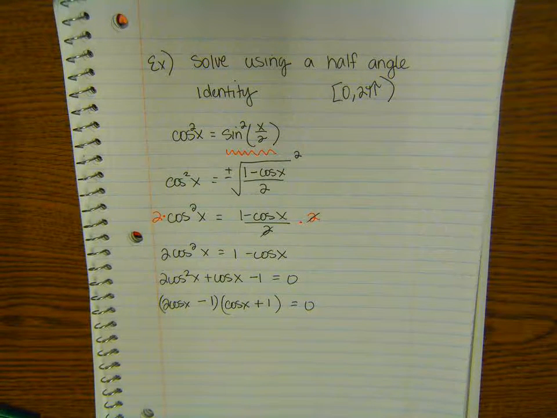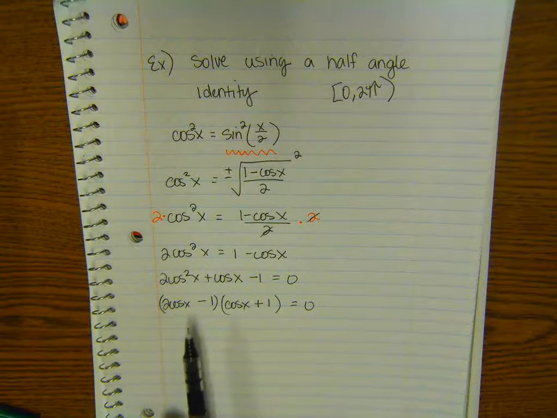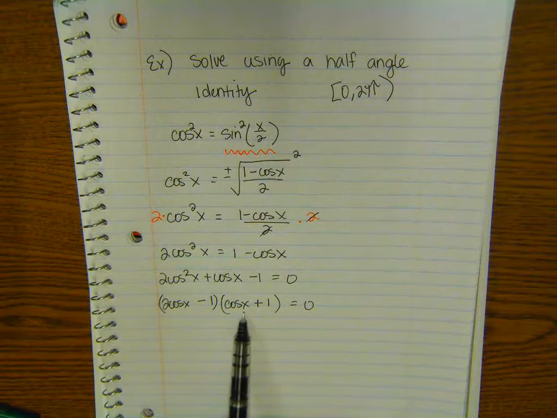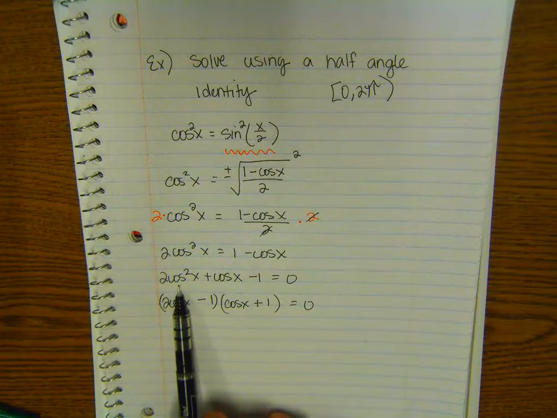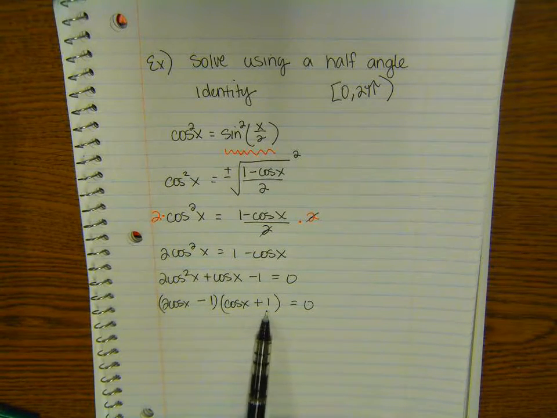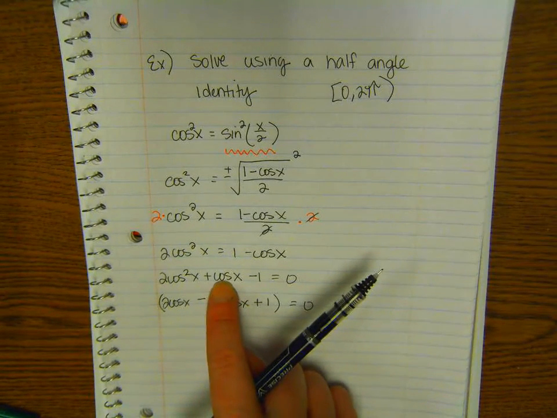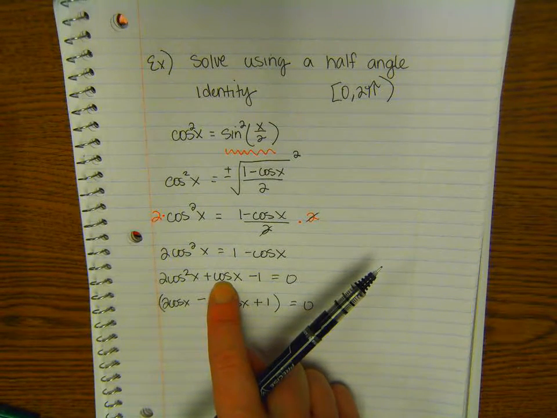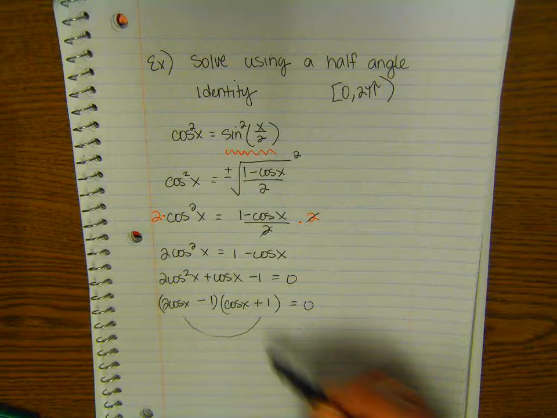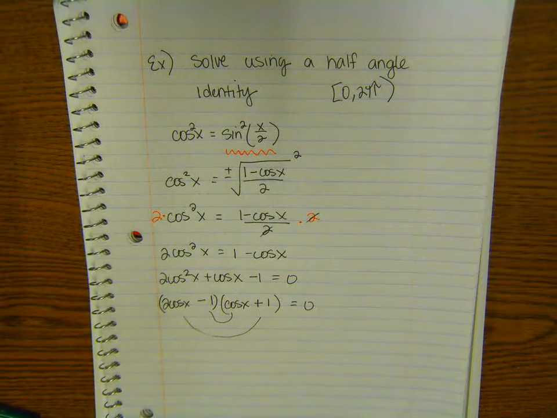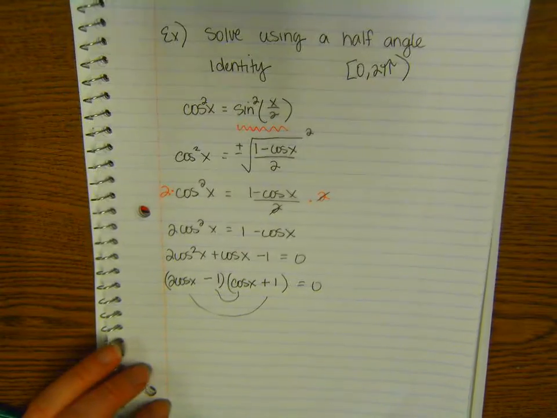Okay, so when you're multiplying this out, we have to check the middle term. We know that 2 cosine times cosine is 2 cosine squared. And we know that -1 times 1 is -1. But if I had flipped those around, the middle term would have been incorrect. So check by multiplying. This would give me a positive 2 minus 1, which gives me a positive 1 cosine term. All right, so we set them equal to 0 then.